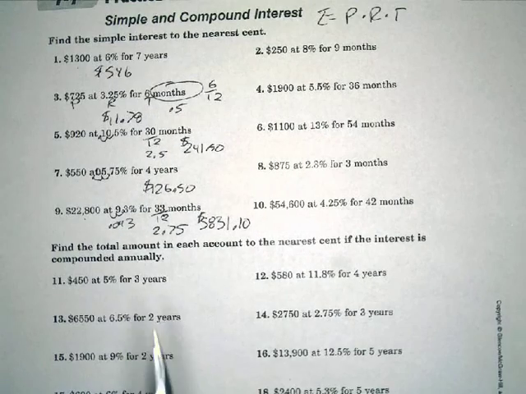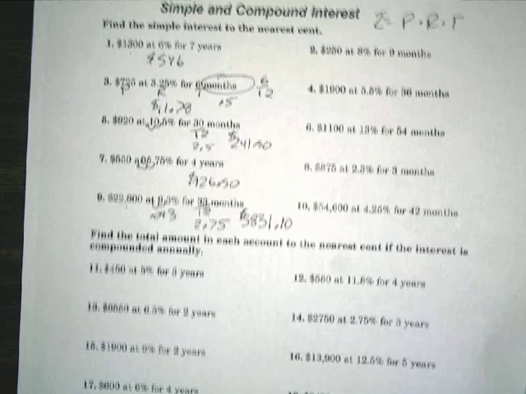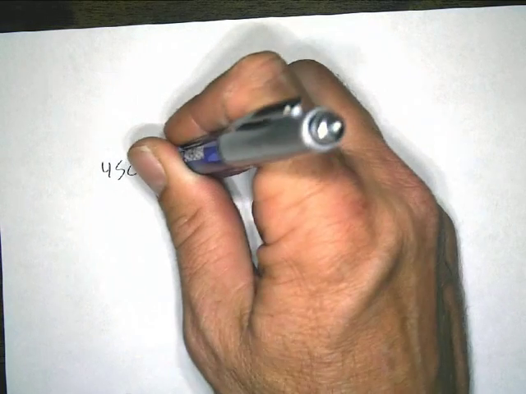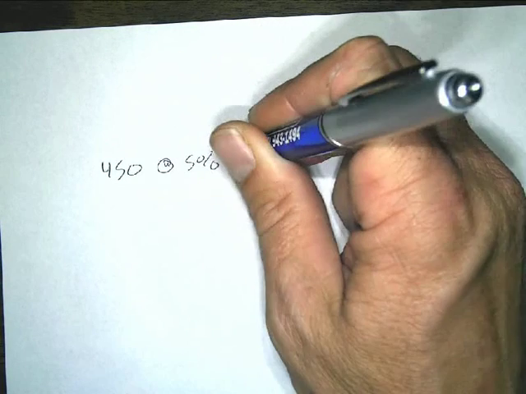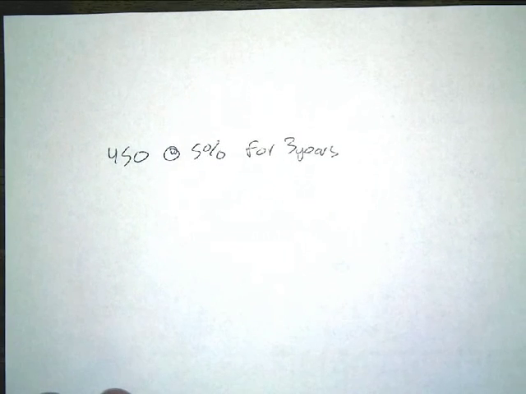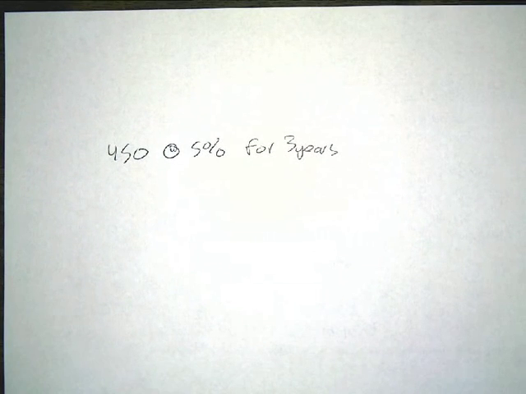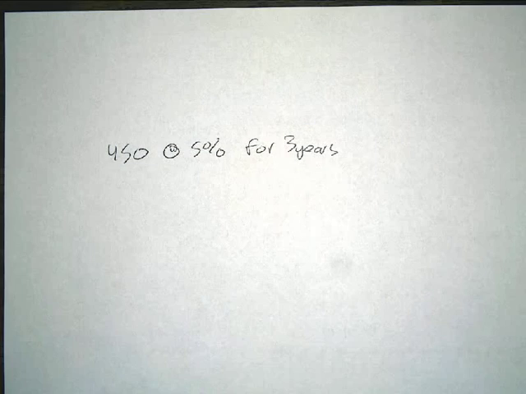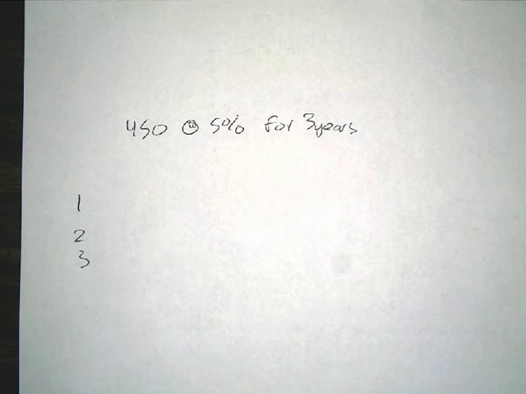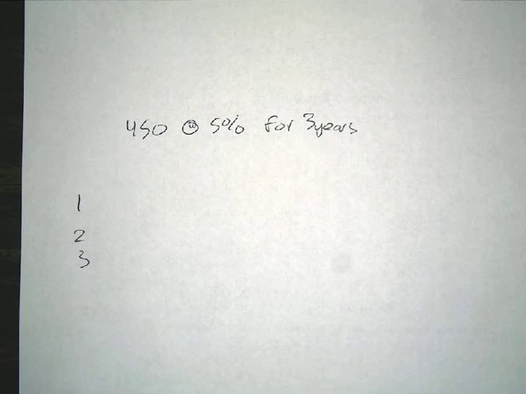Okay, number 11. That talks about compound interest. Number 11 tells us we have $450 at 5% for 3 years. Okay, it tells us the percent is compounded annually, so every year. So, we're going to start off doing, we have 1, 2, 3 years. We're going to take our 450 times 0.05. So, $22.50.